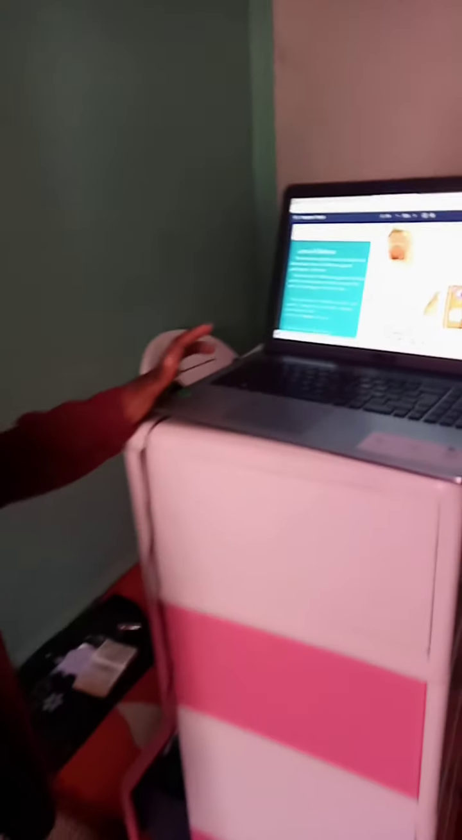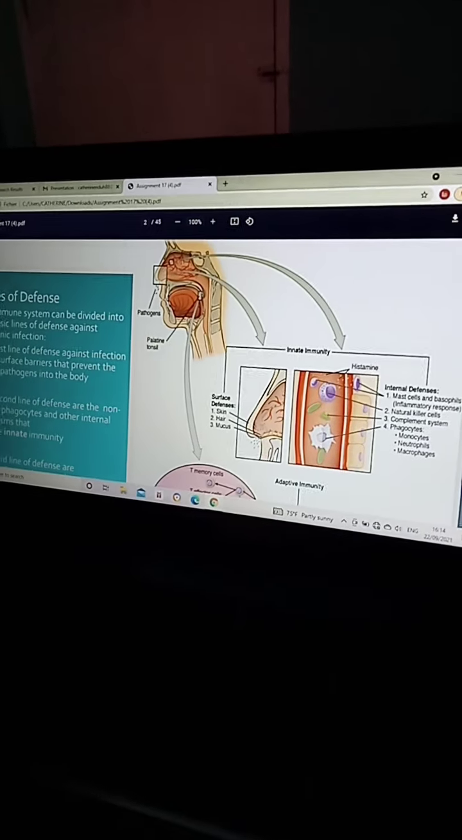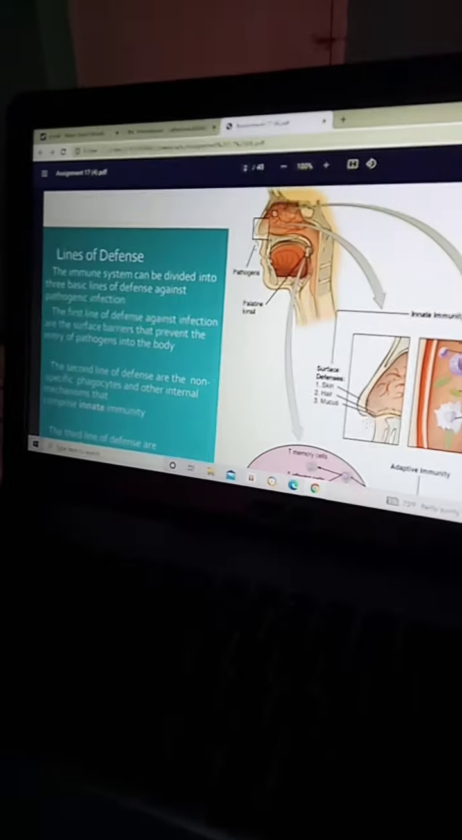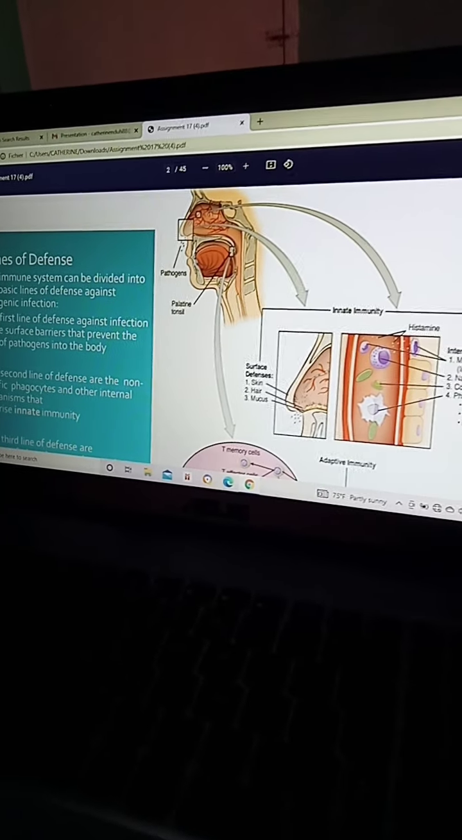I'm Kachwan Gondu, and in this presentation, I'll be talking about the immune system. The immune system can be divided into three basic lines of defense against pathogenic infection.